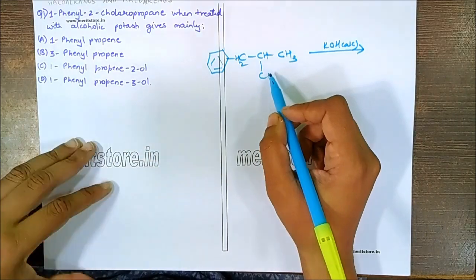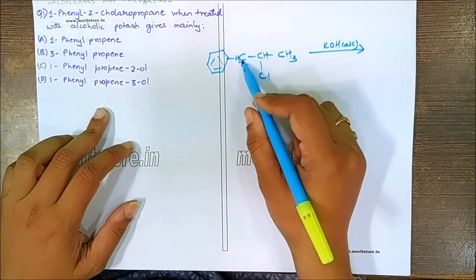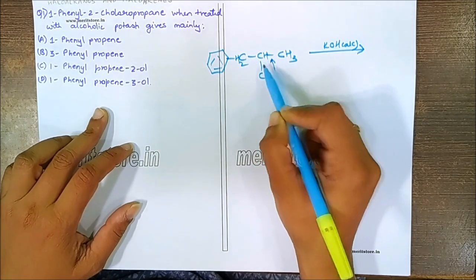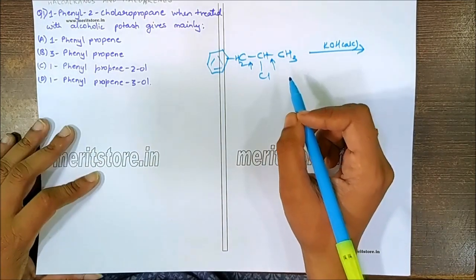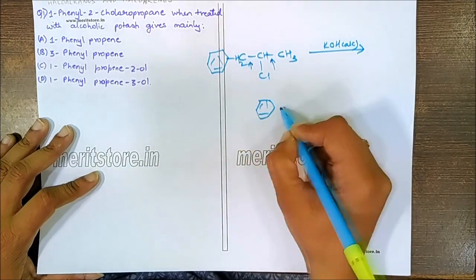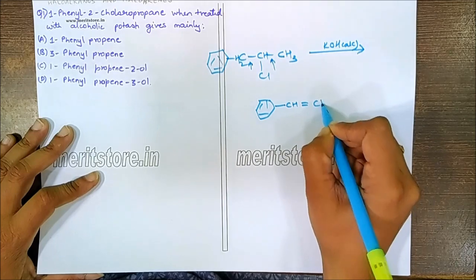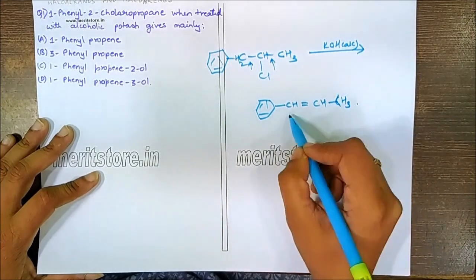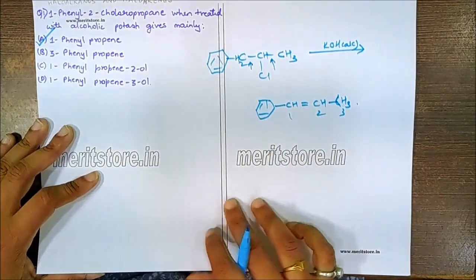Alcoholic KOH causes the elimination of chlorine from this carbon and hydrogen from any one of these. So we're expected to get a double bond at this position or at this position. But according to the Saytzeff rule, we get the alkene with more substitution, and hence we are expecting the hydrogen should be removed from this carbon, giving us formation of this particular compound. So this is 1, 2, 3. So we'll call it 1-phenylpropene. So our option is A.